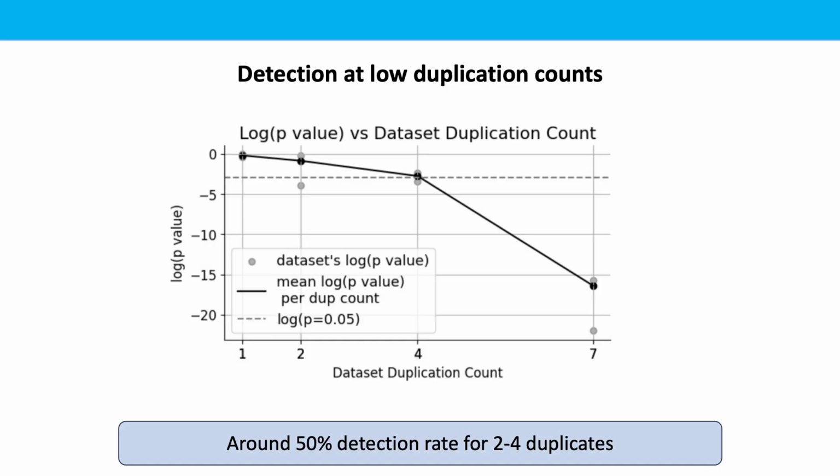So one question you can ask is, at what point does contamination become detectable? We found that for a duplication count of 4, we can detect test sets about half the time. For a duplication count of 2, we can detect test sets some of the time. So we are able to detect contamination at low duplication counts, but just not for a duplication count of 1.